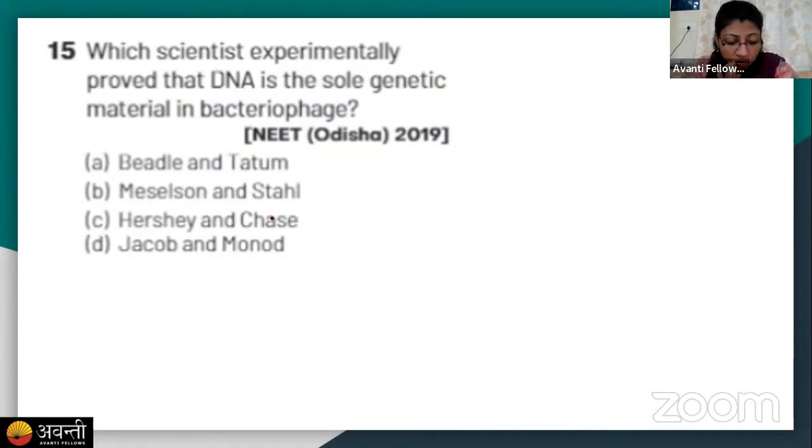They cultured those bacteriophages in two different media, one with radioactive labeled phosphorus and the other with radioactive labeled sulfur. When they infected the bacterial cells, that is E. coli, with these bacteriophages, they found that the radioactive phosphate group, which is present in the nucleic acid inside the proteinaceous coat of the bacteriophage, is the one that enters the bacteria and causes the infection. So yes, option C is correct.